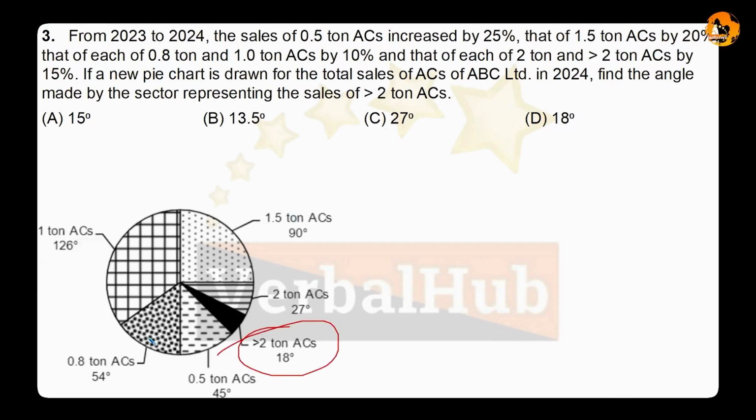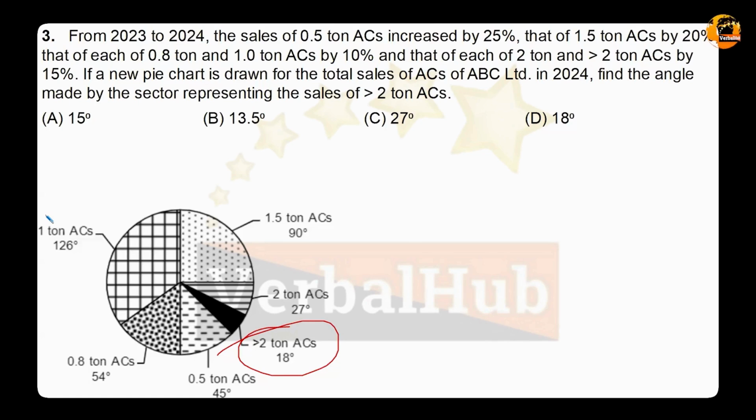So everybody's sales are changing, and we are supposed to represent the whole information on a new pie chart and find the angle of a certain portion. To form a pie chart, what we used to do, how do we make a pie chart from raw data represented in a tabular form?